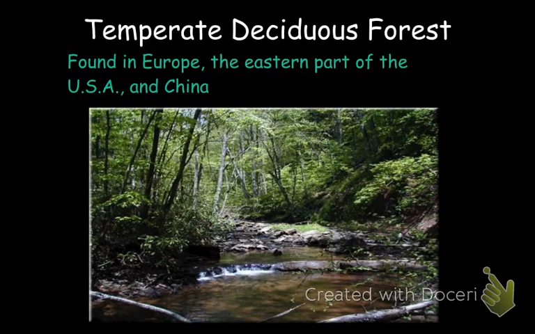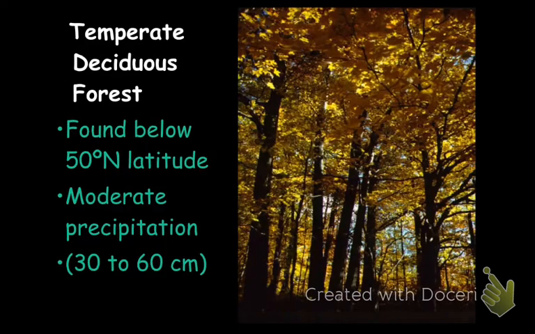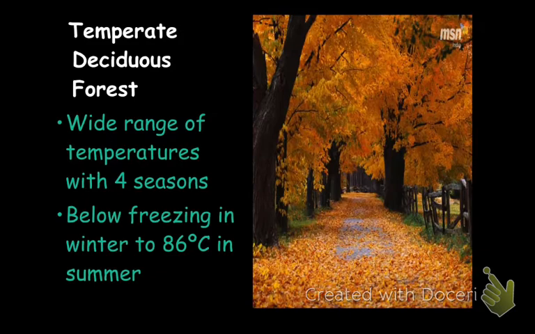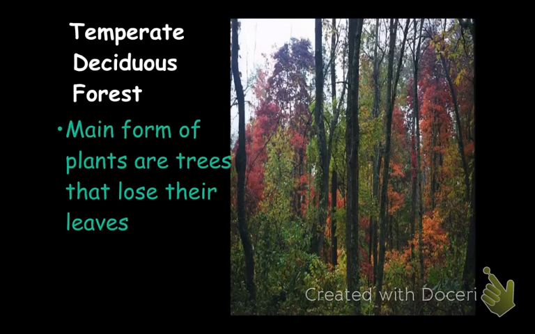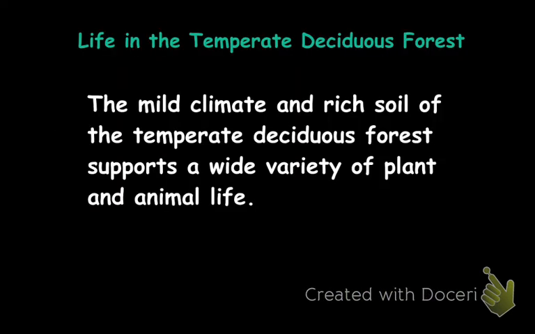Deciduous just means it's a type of tree that loses its leaves. So all the trees in the fall that shed their leaves, those are called deciduous trees. And so that's the main type of plant in this zone. We have moderate seasons and moderate precipitation. All of the trees that lose their leaves, we have more than just that, but that's the main type of tree.